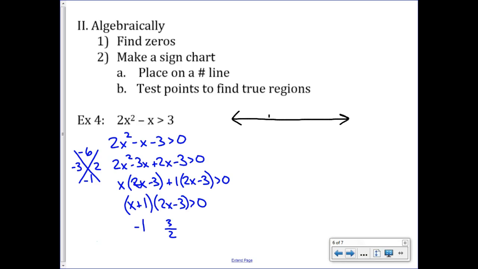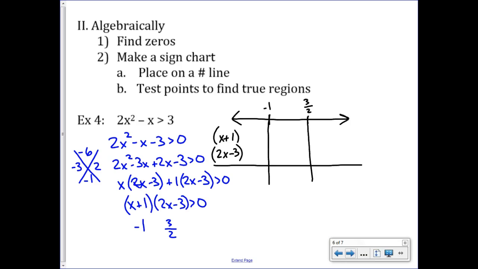And on my number line, negative 1 comes first, and then 3 halves. I have x plus 1 and I have 2x minus 3. And then we multiply those together to get our final result at these places. So we know those are zeros, but I want to know what's happening in between.